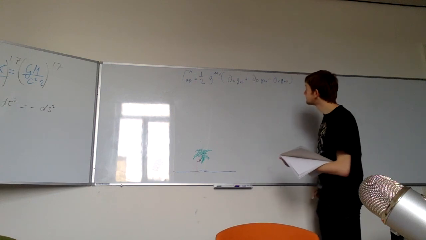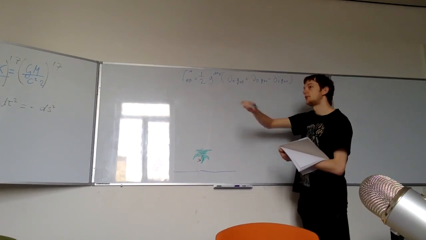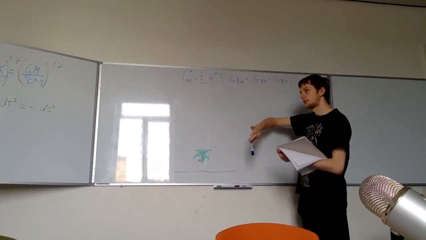That's the one. Okay, we can just assume that this one is the same as the other metric, but with every element inverted. Why is it? Because it's diagonal.